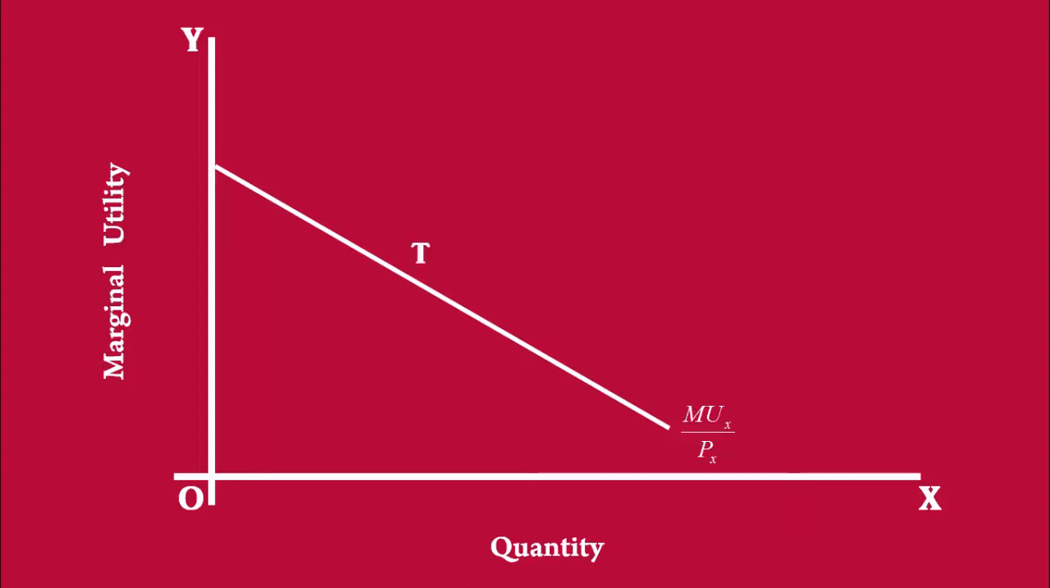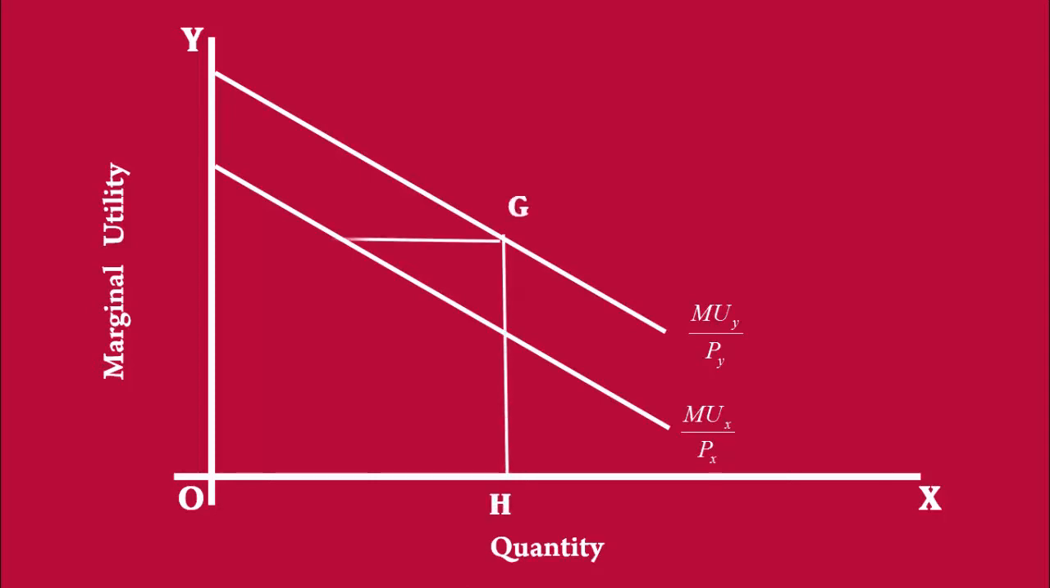Take point T. Quantity bought is Q units. Marginal utility of 1 unit of money is S. As the quantity increases, the MUX by PX diminishes. Marginal utility of 1 unit of money spent on good Y is represented by MUY by PY curve. What is true of MUX by PX is true of MUY by PY.